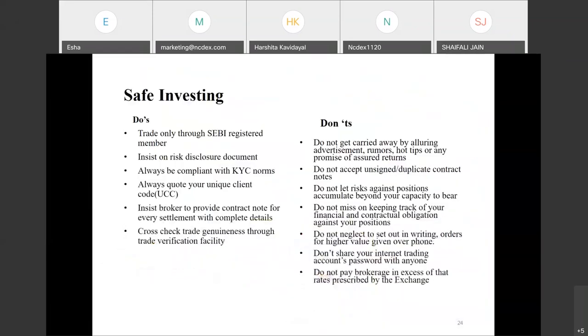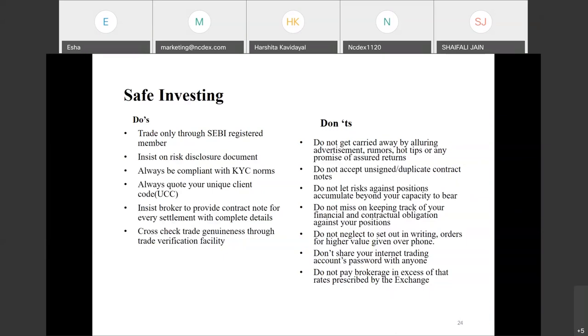Now we move to safe investing do's and don'ts. First, trade only with a SEBI registered member, no other member. You have to first check whether the member is registered with SEBI or not. If it is not registered with SEBI, you don't trade with them.